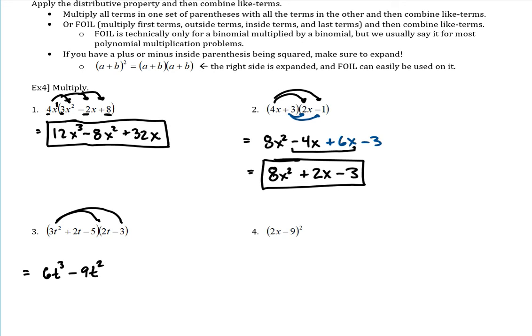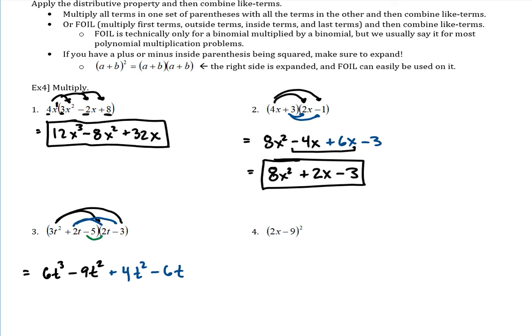And then let's keep going with the pattern. So now the second term, the 2t, needs to multiply each of those. So 2t times 2t would be 2 times 2 is 4. T times t would be t squared. And then 2t times negative 3, 2 times negative 3 is negative 6. And then the t just tags along. It's just attached.